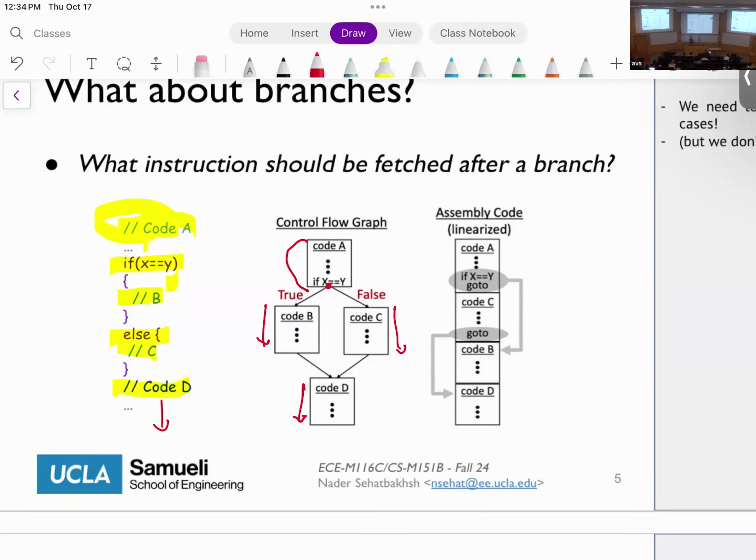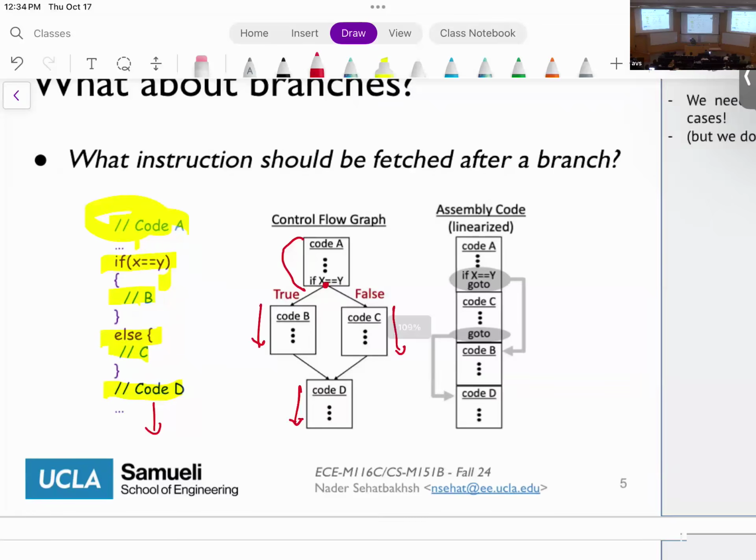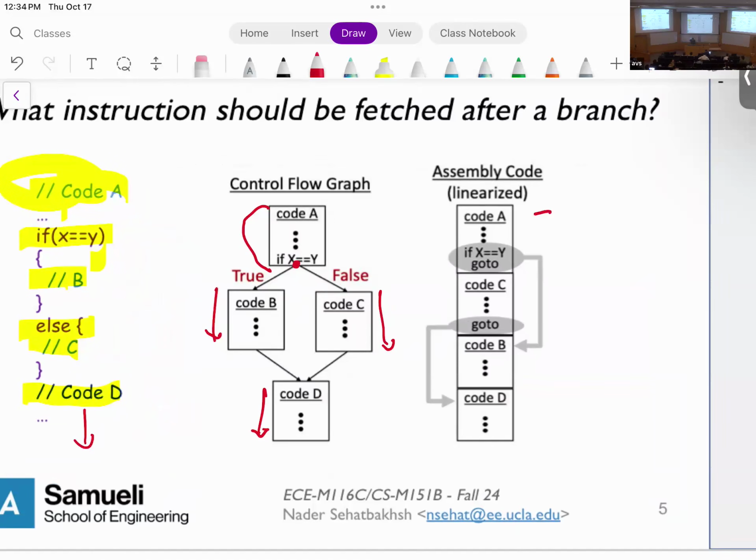Now again, think about this in terms of the binary code and your instruction memory. Since it's a linear address space, this is the beginning of your code, and this is how you're going to move forward. Every instruction, PC plus 4, is here. At some point, you're going to have this branch equal instruction. Then you have two choices: the immediate next instruction could be either the first instruction of block B, or the first instruction of block C. It cannot be both, right?